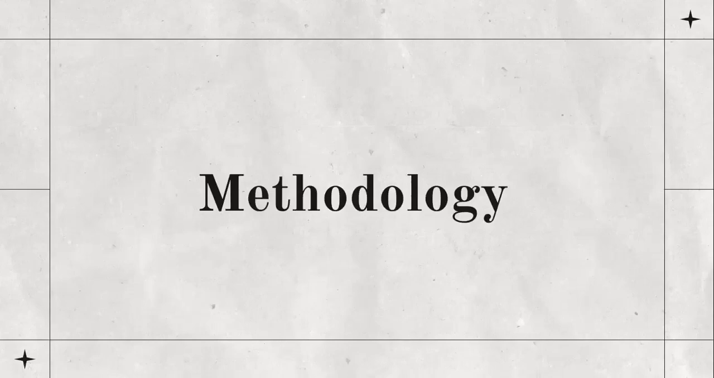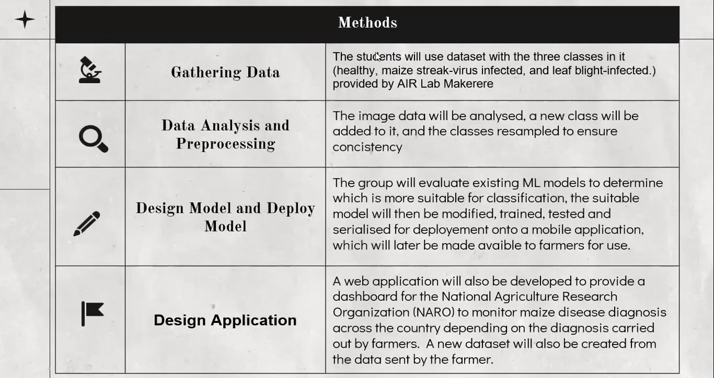Now, our methodology will involve gathering data. Here we shall use an existing data set provided by Hair Lab, and this has 3 classes: the healthy, the maize streak, and the leaf blight. We shall carry out the data analysis and pre-processing. The image data will be analyzed and a new class will be added to it, so that our model does not classify everything as maize or as affected.